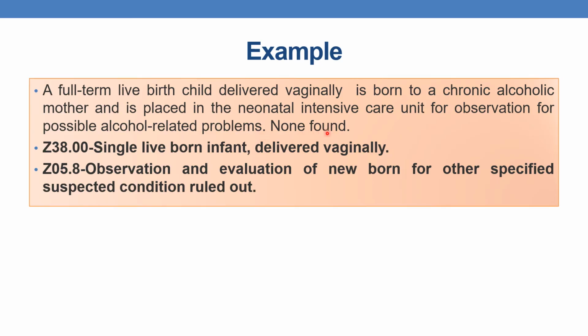Here after the study the condition is not there, but this is a birth record. A full-term live birth child delivered vaginally is born to a chronic alcoholic mother and is placed in the neonatal intensive care unit. So the PDX would be Z38.00, single live born infant delivered vaginally, followed by Z05.8, observation and evaluation of newborn for other specified suspected conditions ruled out. Here the Z05 code is given as secondary diagnosis and PDX would be Z38.00 because this is a birth record.